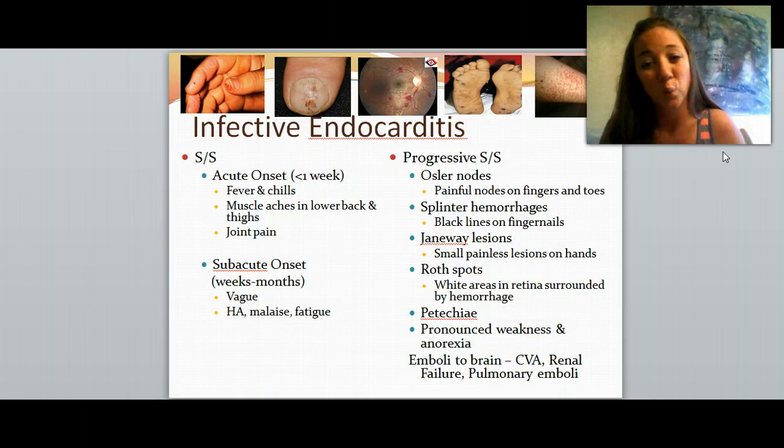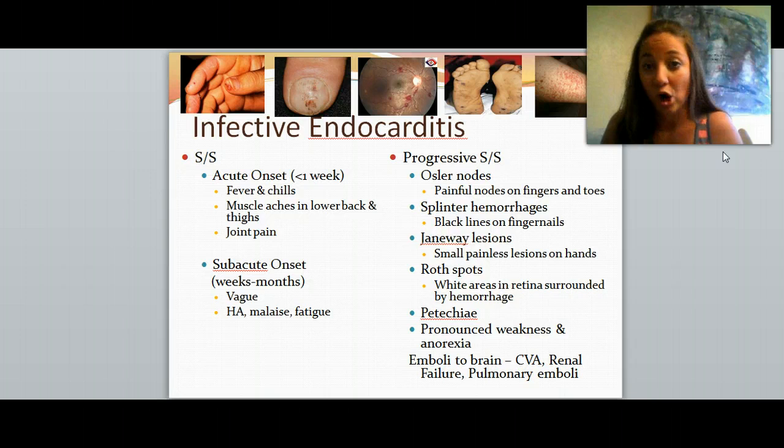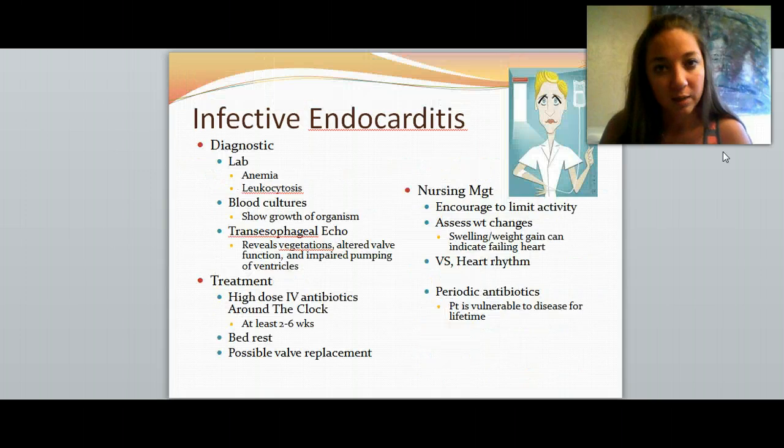And then they're just really weak. They don't feel like eating. And then worst case scenario, they develop these emboli that can then cause a stroke, renal failure, pulmonary emboli, or heart attack or something. All right, it's very, very serious. So anytime we start noticing these little splinter hemorrhages or the Roth spots or the petechiae, we really want to start investigating more.